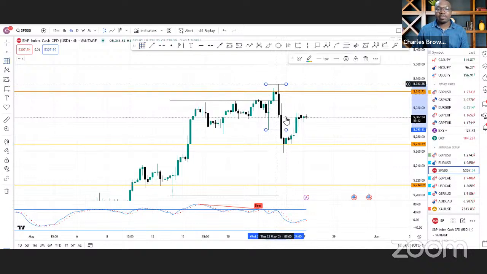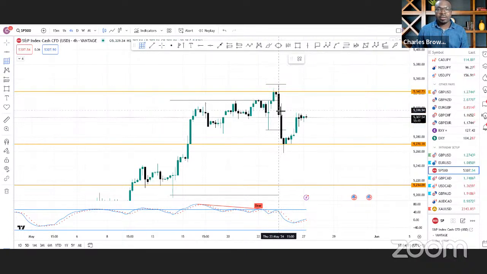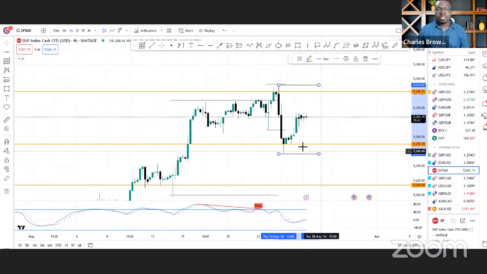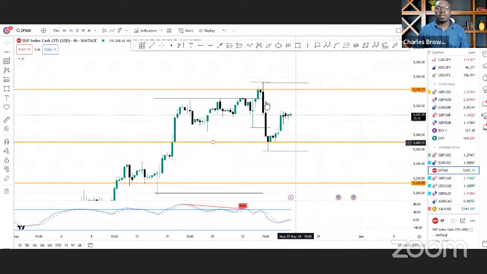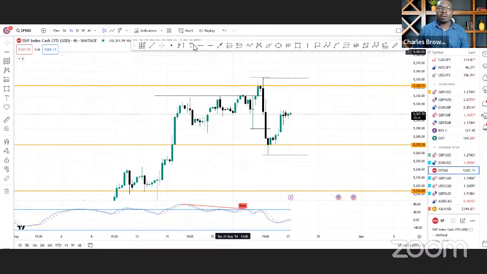He went that high before coming down. So now we have a break. So here now is our new structure, a lower high. So this is now where we are. So this is now the range on the 4-hour that I'm looking at.